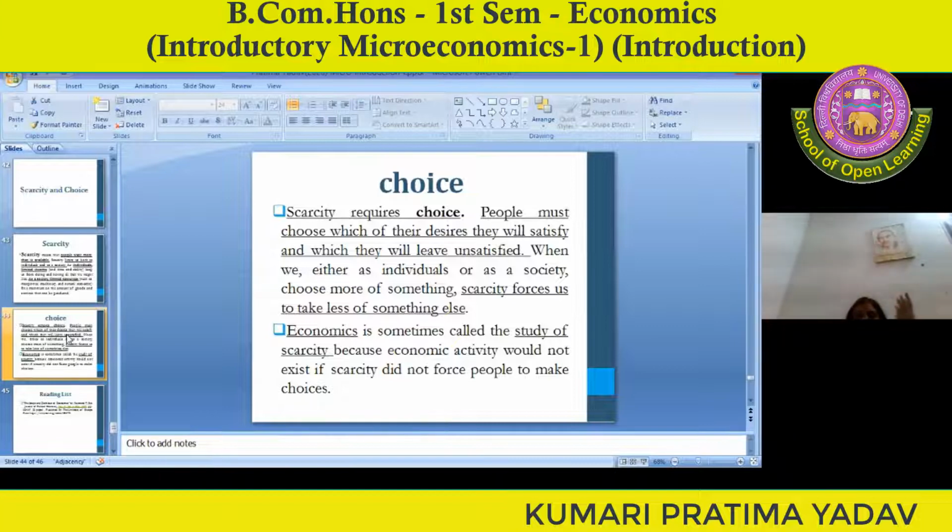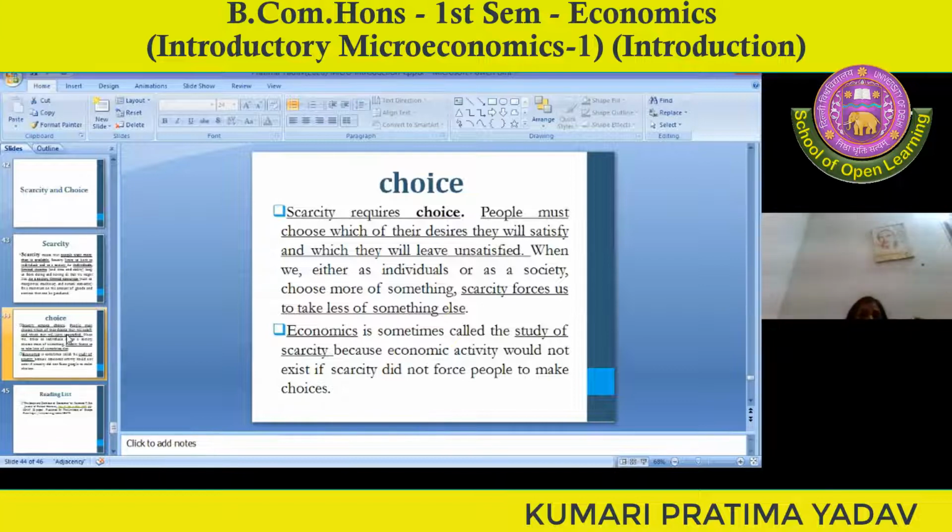So therefore choices are very important. When we, either as individuals or as a society, choose more of something, scarcity forces us to take less of something else, which I told you. I like 5 dresses, but given the prices and other things, I can't buy all 5, but I can buy 2 or maximum 3. So here I'm making a choice. And why am I making a choice?